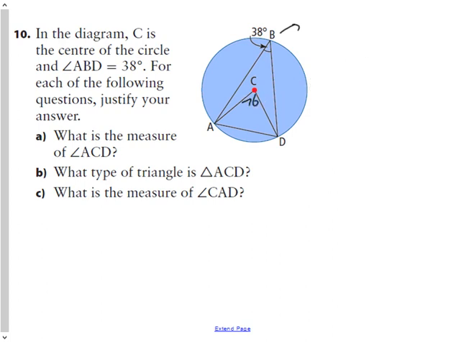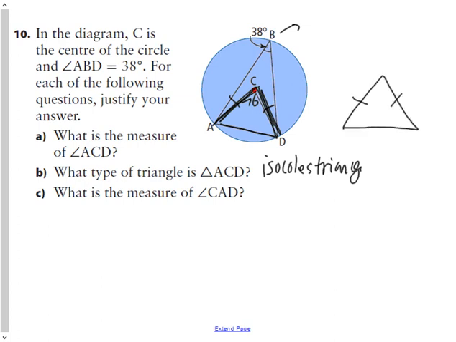What type of triangle is triangle ACD? And the answer for that is triangle ACD is an isosceles triangle. And the reason why it's isosceles is because this distance here and this distance here are both radiuses, which means they're of equal measure. So when I redraw this triangle, I could really do this for my redrawing, right? And then the last thing says, what is the measure of the angle CAD? So what is this measure?